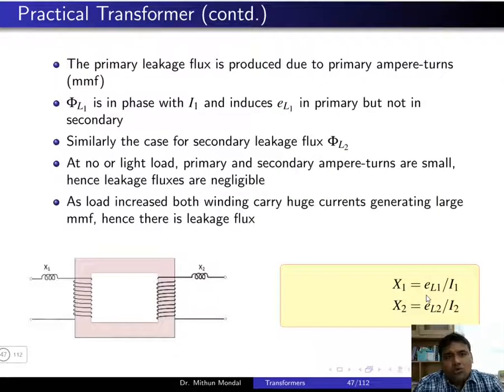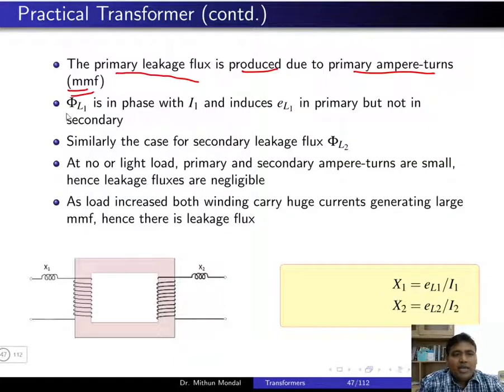So how do we represent the leakage flux then? Any practical transformer will have some amount of leakage, and that we have to represent in the equivalent circuit of the transformer. The primary leakage flux is produced due to the primary ampere turns or the MMF, and the secondary leakage flux is produced due to the secondary MMF. So phi L1 is in phase with I1 and induces an EMF EL1 in the primary but not in the secondary.